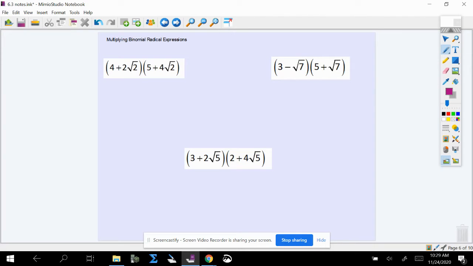Next, we're going to look at how you multiply radical expressions. So we've added, we've subtracted. So now we're going to look at multiplying. Specifically, we're going to look at what happens when you multiply binomials. So binomials means two terms times another two terms.